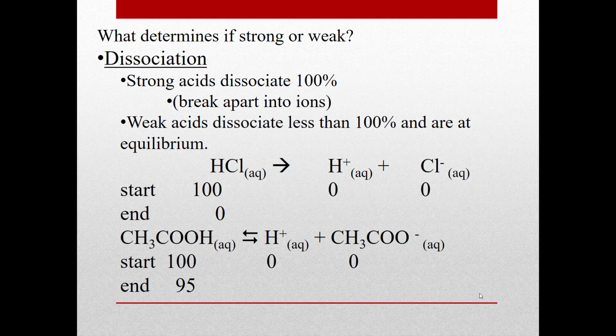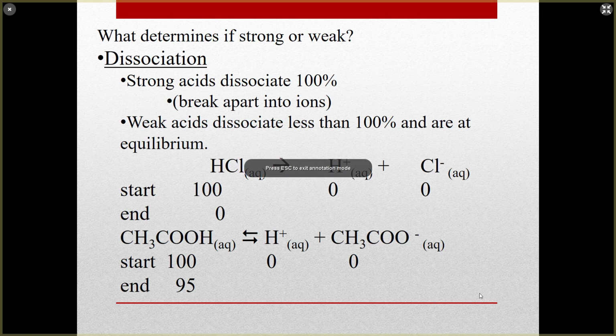So what determines if it's strong or weak? It has to do with dissociation. Strong acids dissociate 100%. And so what that means is when you put them in water, they're going to completely separate into their ions. I'm not going to have any more of my strong acid left. It will just be ions.